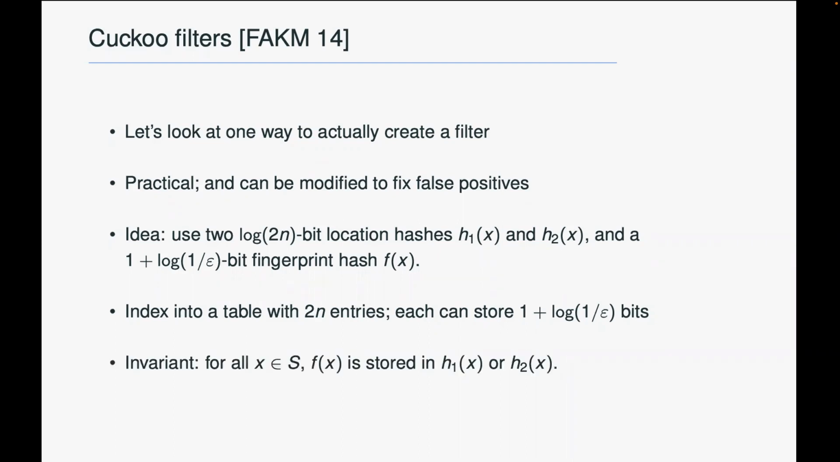So the invariant I want to maintain looks a lot like the Cuckoo hashing invariant. For every element that's actually in my set, its fingerprint is stored in one of the 2 locations in the table it hashes to. So every element has 2 table slots corresponding to that element. If the element is in the set, I need one of those 2 slots to store the fingerprint of that item.